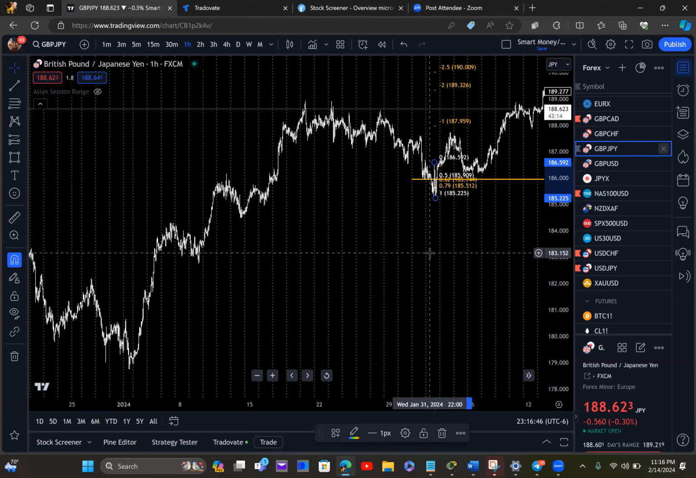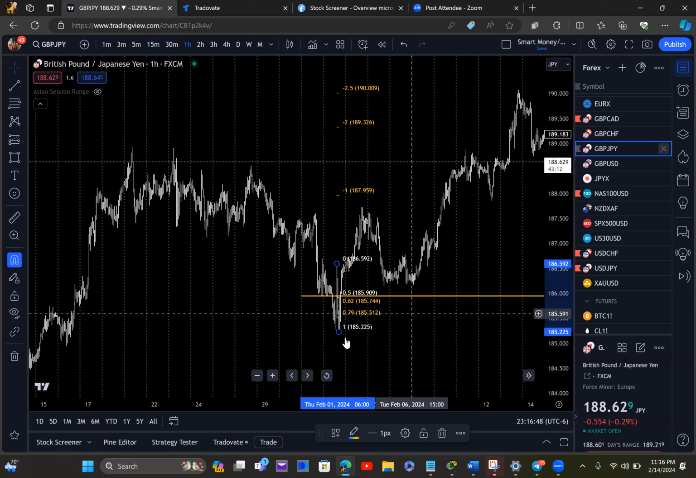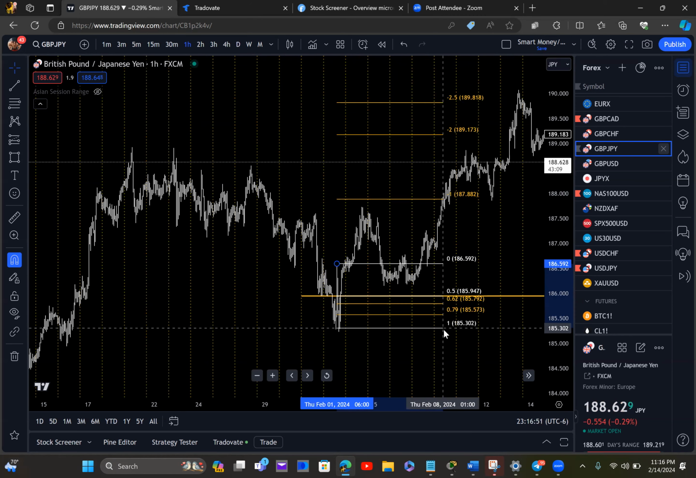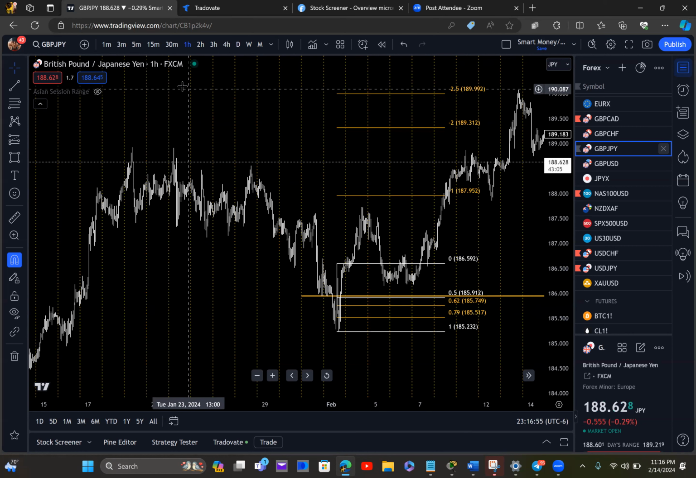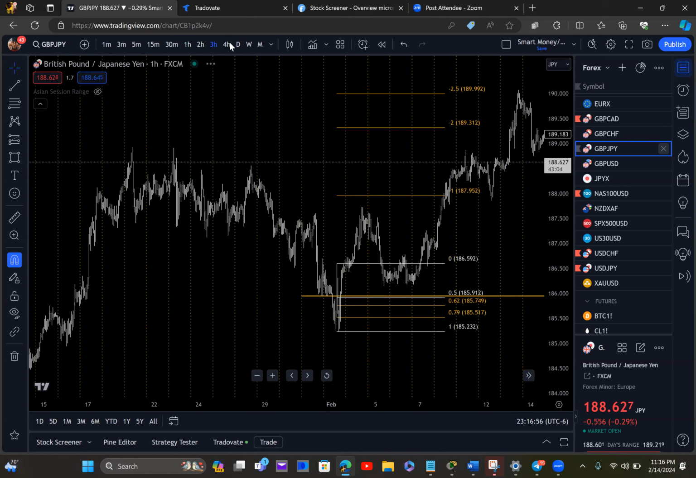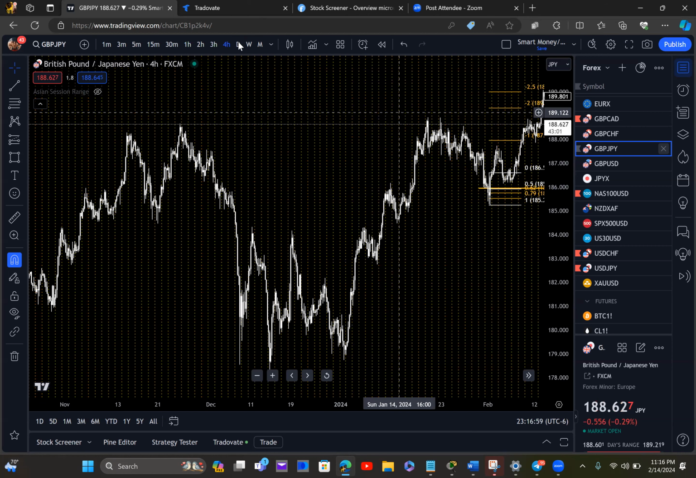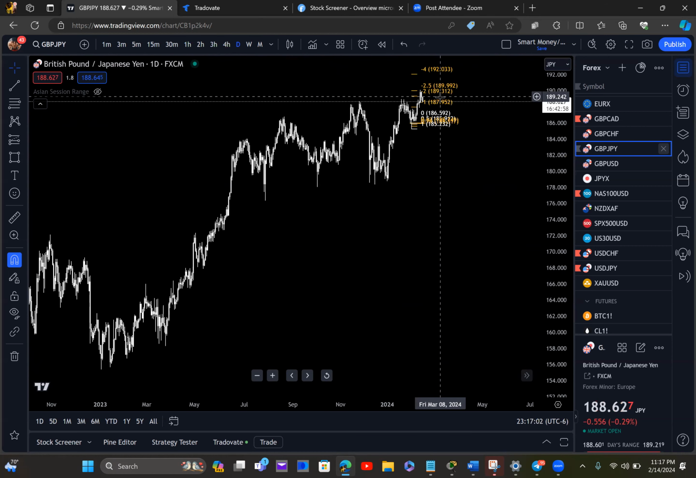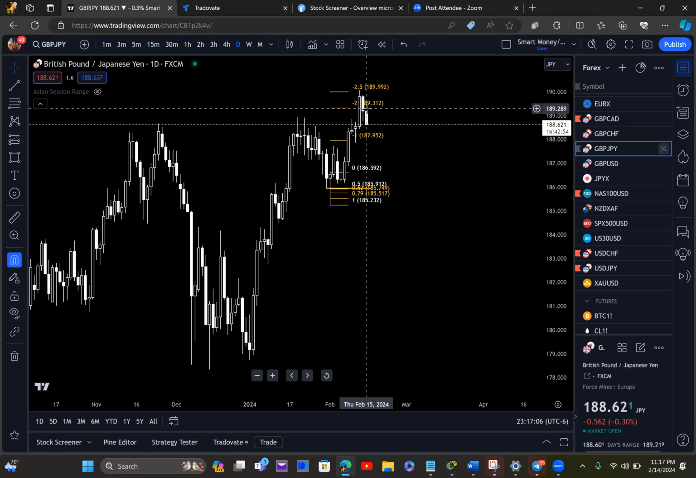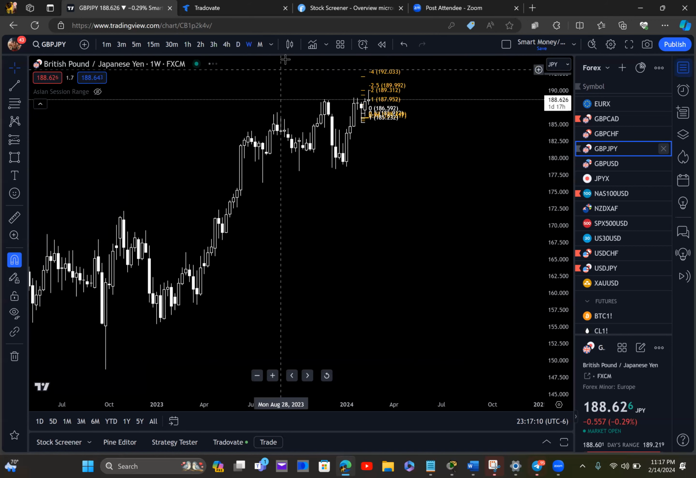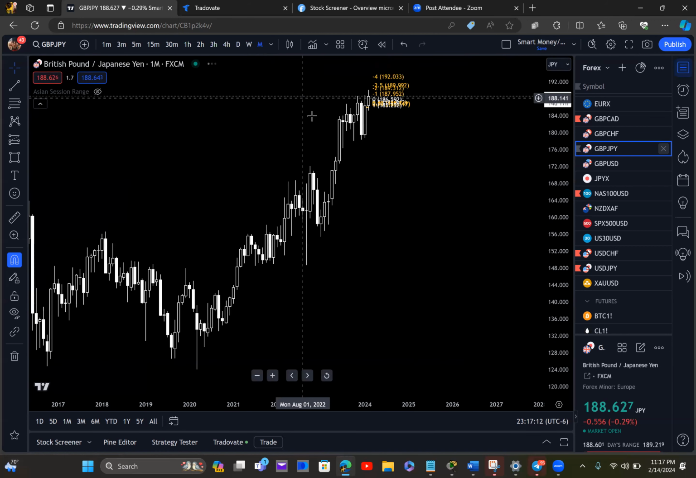Let me stretch this out a little bit. I want to be able to see the lines a bit more clear. Now if I go to the 4, go back to the daily, we really don't have nothing there yet. Let's see, weekly, monthly.